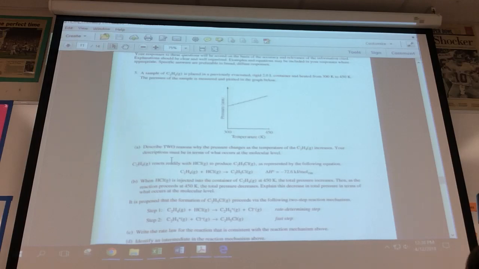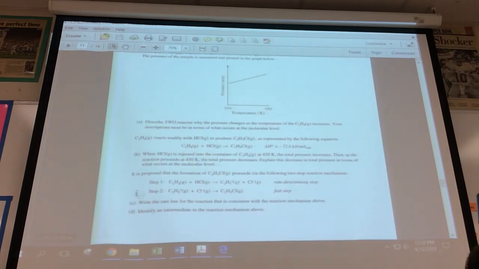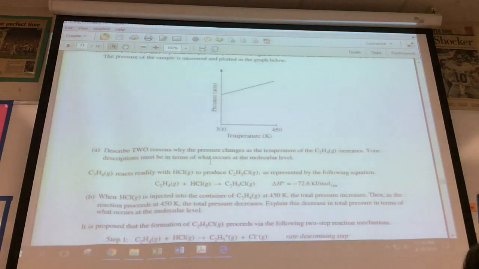I'm going to work this one a little bit backward. I want to focus on the reaction mechanism piece here. It says, it is proposed that the formation of ethyl chloride proceeds via the following 2-step reaction mechanism. Here's step 1, here's step 2. And I can make that a little bit bigger.